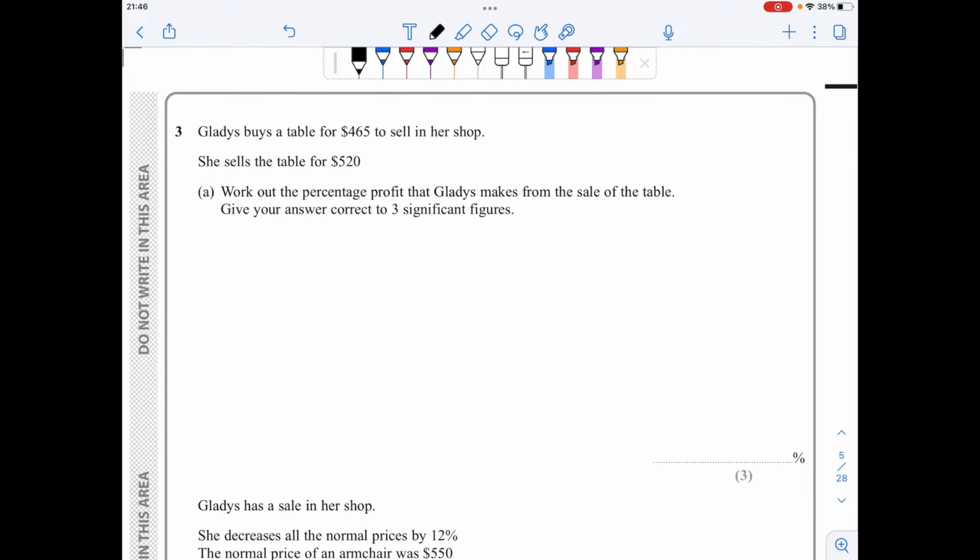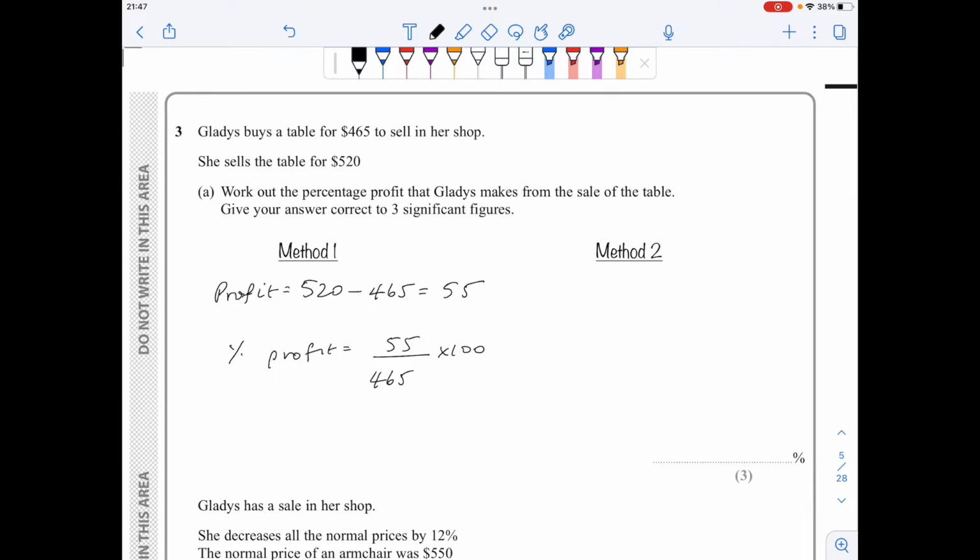For part A of question 3, I can work with 2 different methods. Now method 1 involves finding the actual profit, and this is equal to 520 minus 465, which is equal to $55. And then the percentage profit is equal to the actual profit divided by the buying price, which is 465, times 100, and this will give me 11.8, which is my final answer.